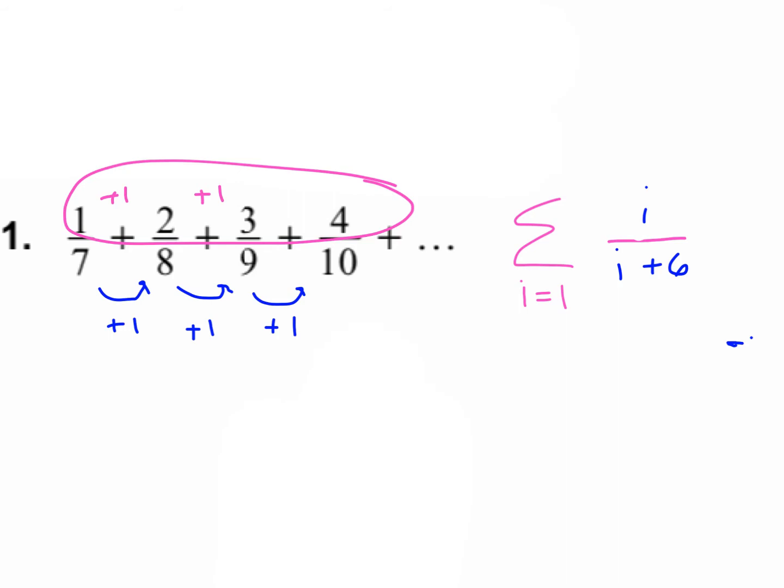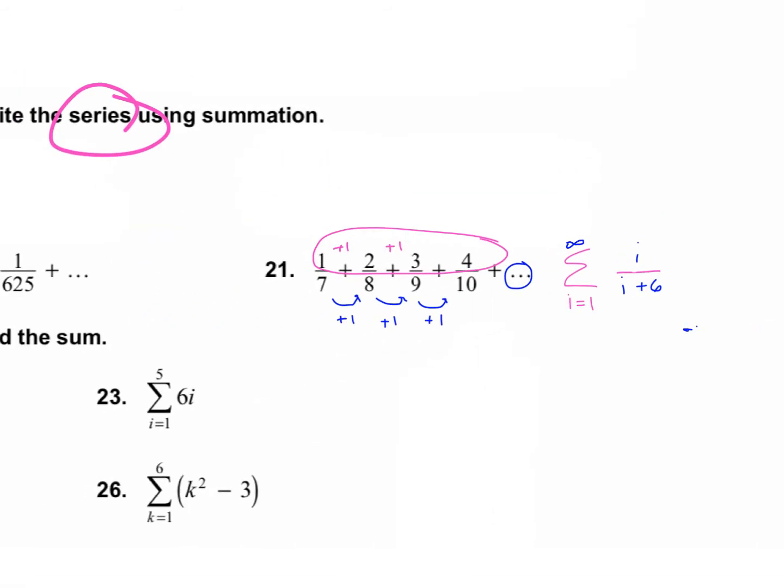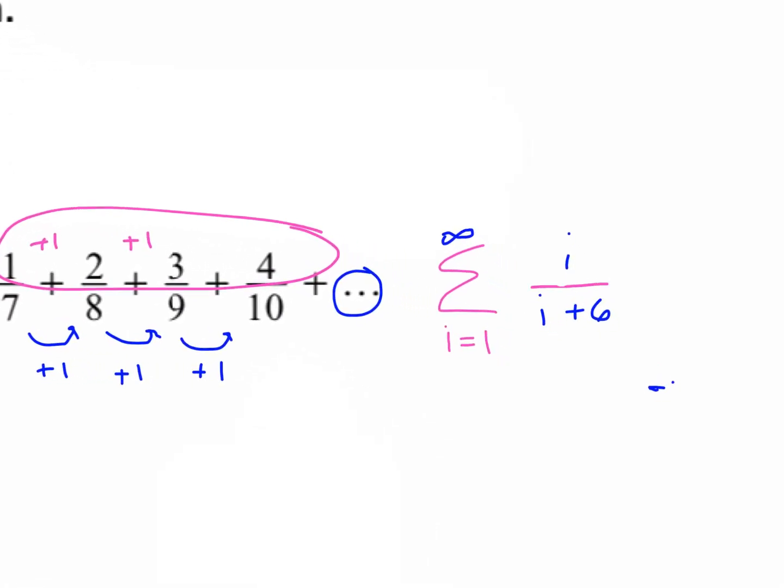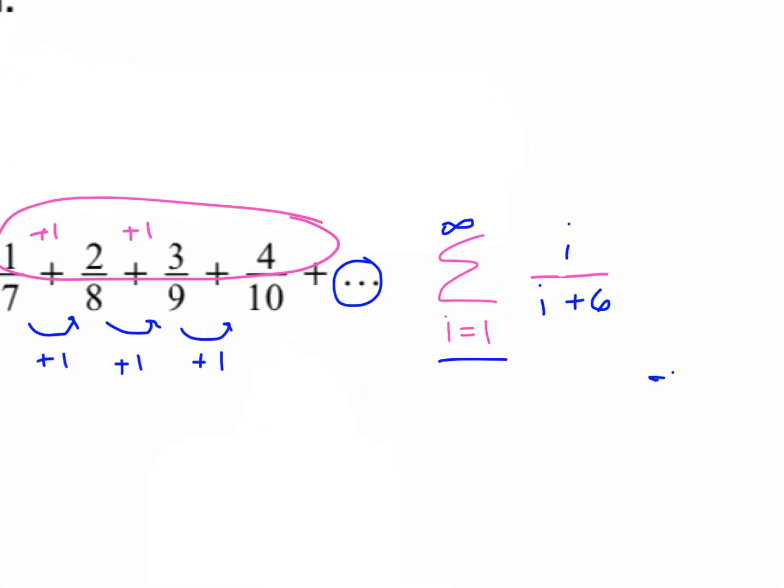What do you think our number on the top is going to be? Awesome. The infinity, because we have this little dot, dot, dot, which means our series goes on forever. So on the top of our sigma, we put an infinity sign. Is i equal to 1 or 1/7 on the bottom of the sigma? i is equal to 1. Yeah, that's what you should start with.